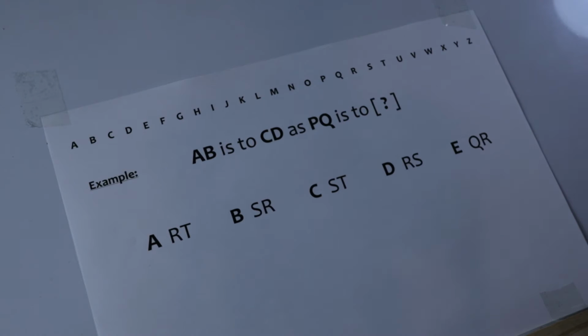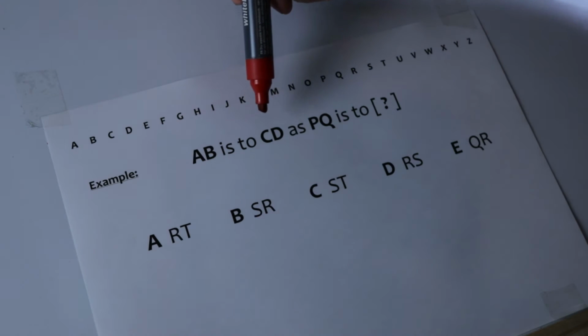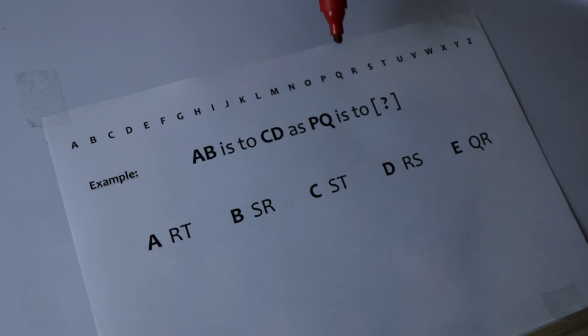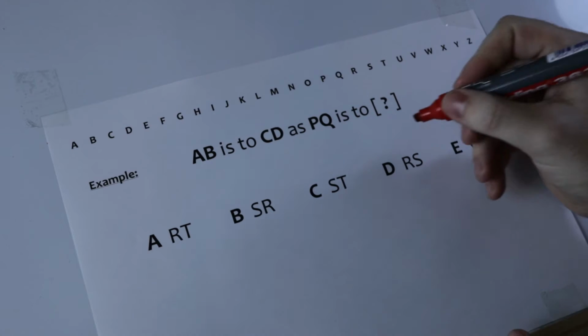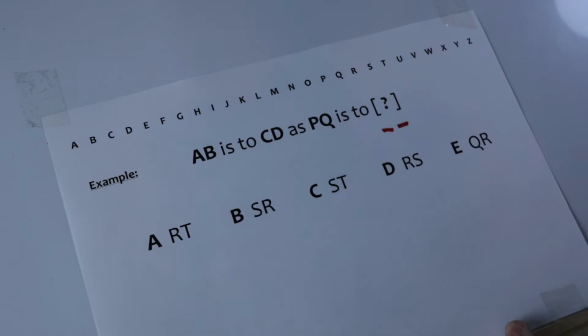Okay, so we're jumping straight into an example of this type of verbal reasoning question, and we have AB is to CD as PQ is to what? And the first thing to note is that we're looking for a two-letter answer.